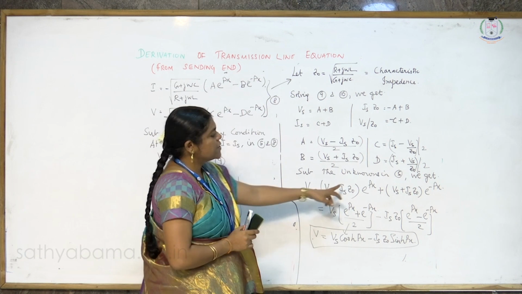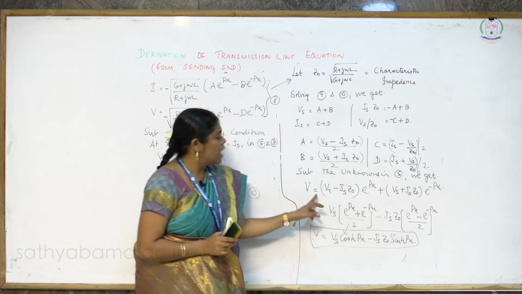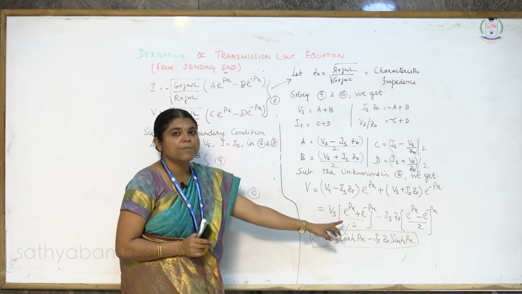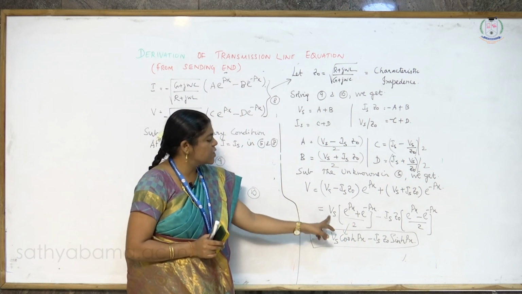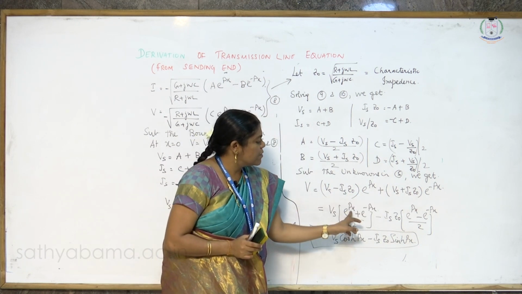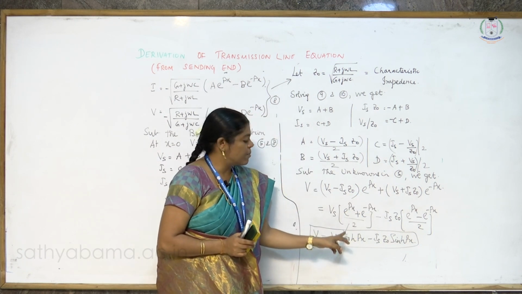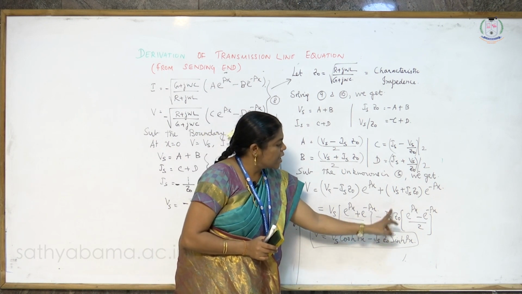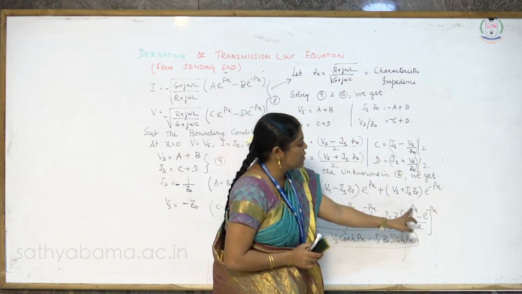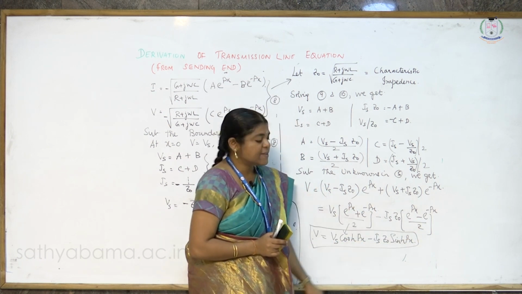Substituting these constants in equation number 5, I am going to get this equation. From this equation, Vs is taken as a common term, and the e power exponential term is brought inside the bracket. In a similar way, I have done it for Is z naught, which I have taken outside, and I am left with the exponential term inside the bracket.